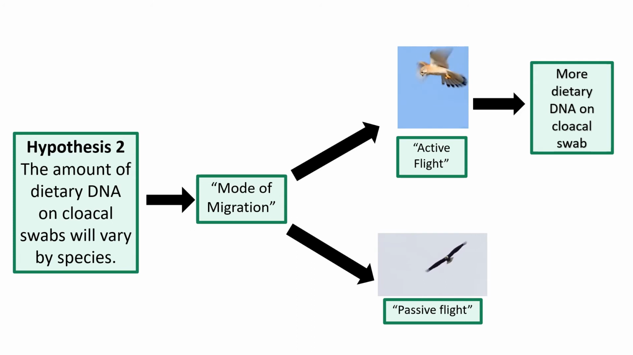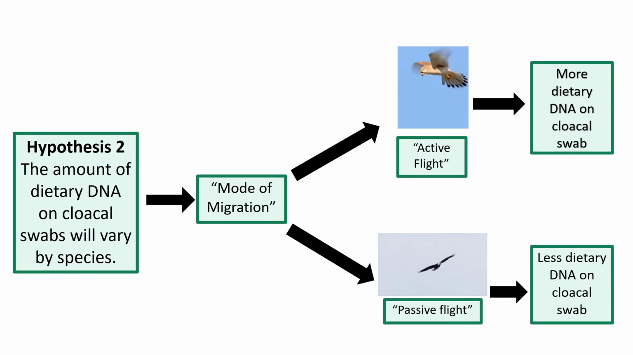On the other hand, species like red-tailed hawks and eagles primarily soar during migration. I'll call this passive flight. And soaring takes very little energy compared to active flight. So I thought these species wouldn't need to be feeding as frequently, and I expected to see less dietary DNA on the cloacal swabs.